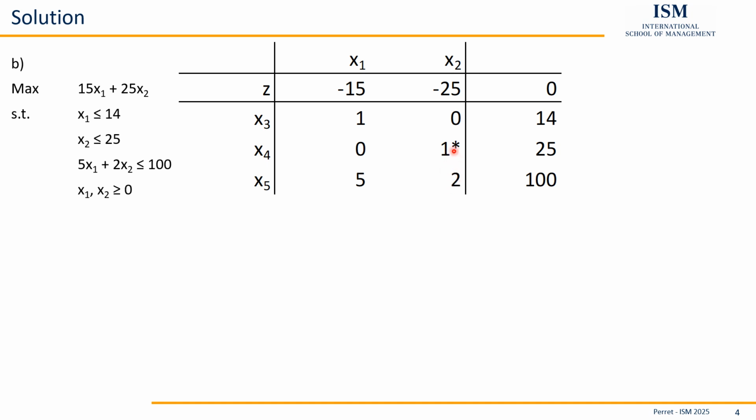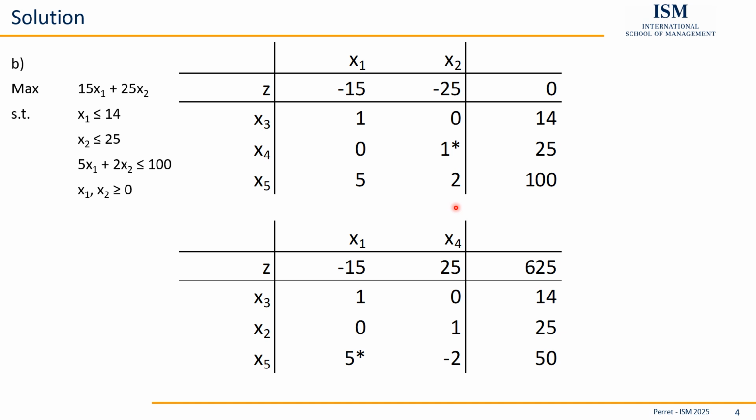How do I decide which one to take? I'm going to divide the right-hand side value by this element. So I get 25 and 50 here. And then I'm going to select the row where this quotient is the smallest. 25 is smaller than 50, so x4 will become my pivot row. So pivot row and pivot column give me this element as pivot element. Then I'm going to do my recalculation with this pivot element, which is displayed in the next table.